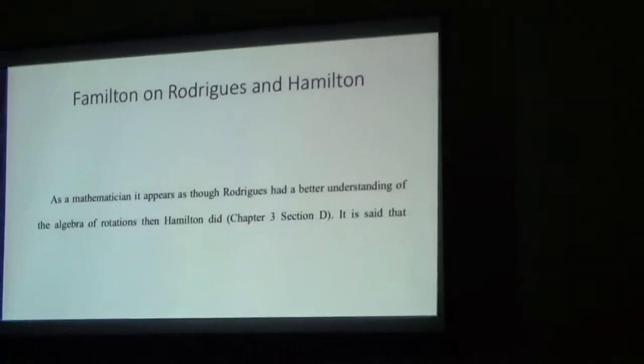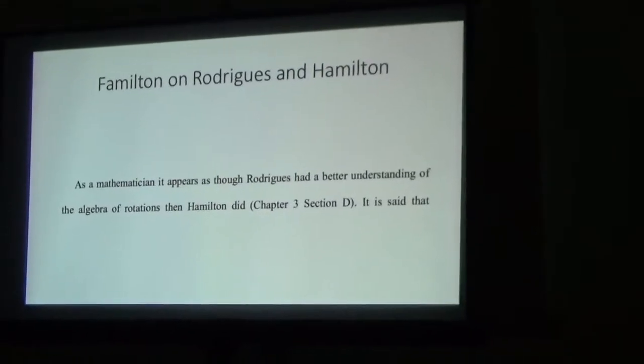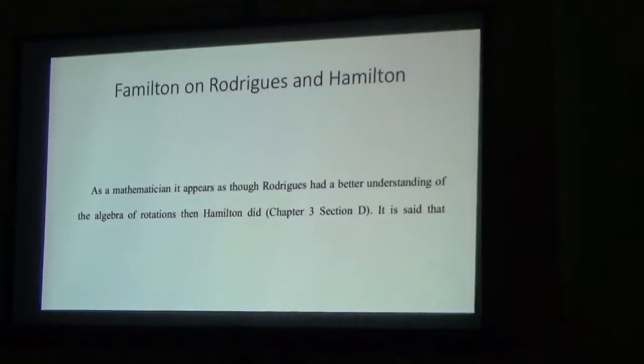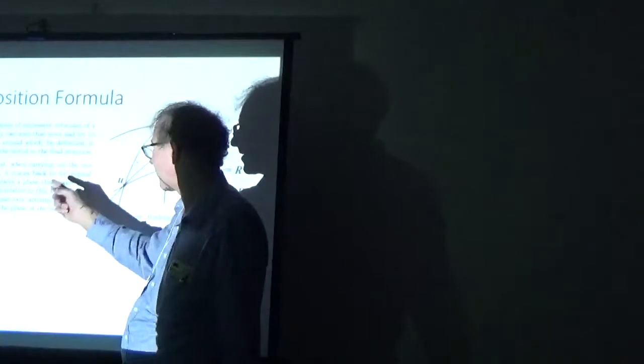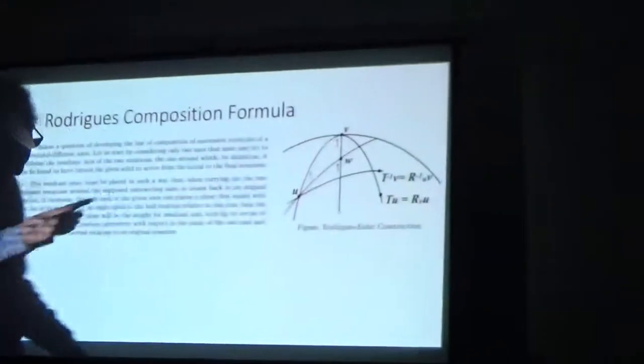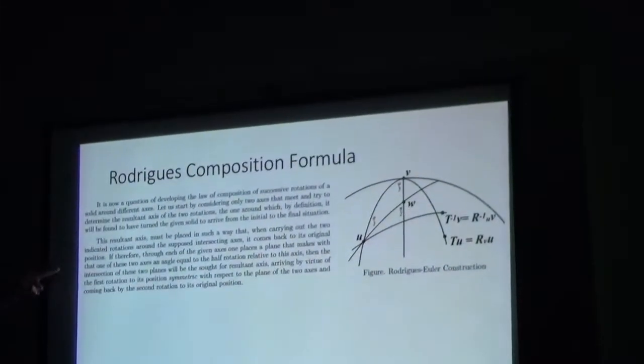He wrote, wisely, that Rodrigues in his thesis had a better understanding of the algebra of rotations than Hamilton did. So I thought maybe he could give me a clue on finding the formula. Here are pictures, and some important parts have been translated by RSP, because my French isn't so good. The law of composition: the resulting axis must be placed in such a way that when carrying out the 2 indicated rotations around the supposed intersecting axis, it comes back to the original position.